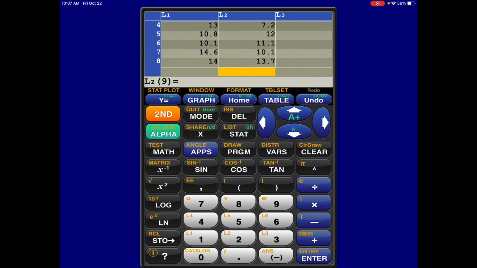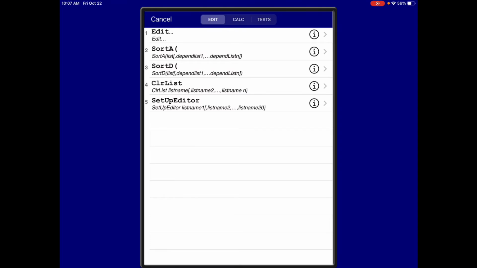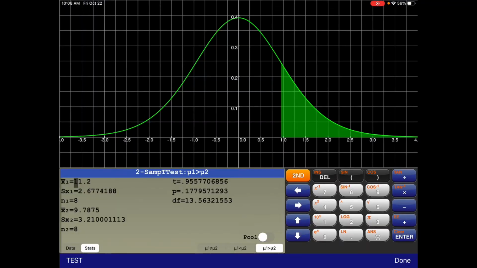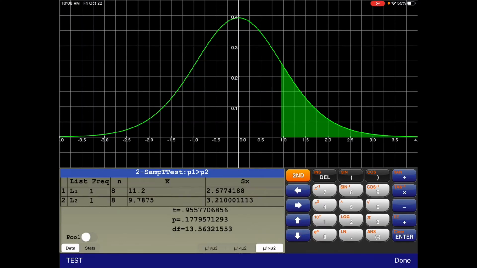Next, select Stat button, go over to Test, and we're going to go down to 2-SampTTest. And this time we are dealing with data, so make sure you select data. I selected L1 and L2 for my list, and that's where I put my data in. And then our alternative is going to be that mu1 is greater than mu2. So I'm going to select that for my alternative hypothesis. From this, I'm going to get my test statistic of t, and then also my p-value, which I need to round correctly to 4 decimal places.